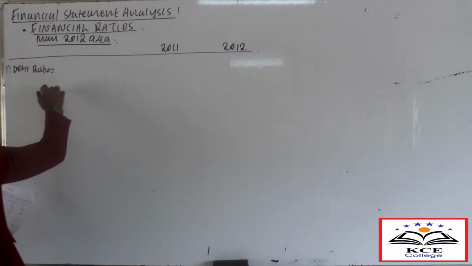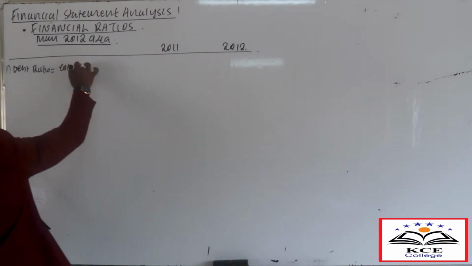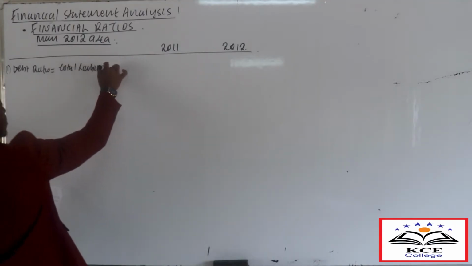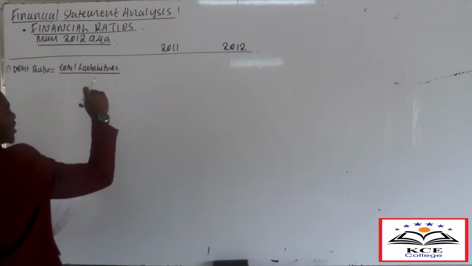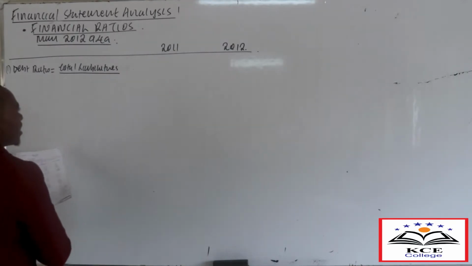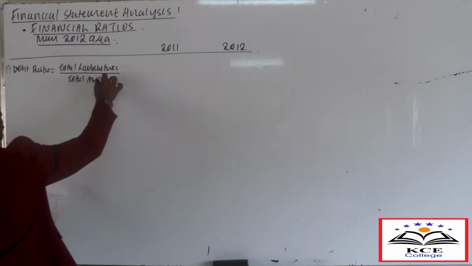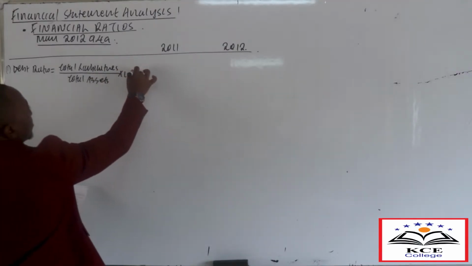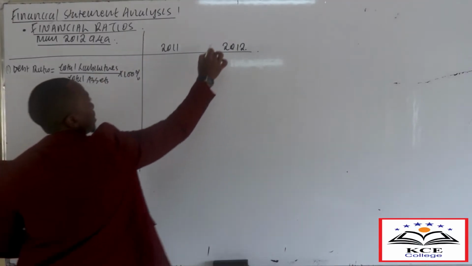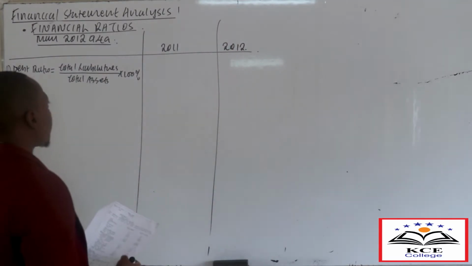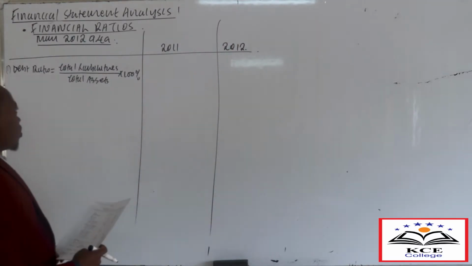And how do we get the debt ratio? We'll say that it is total liabilities. Total liability, that means the short term, that means the non-current and the current liability. Then you divide by the total assets. Then you multiply by 100%. So now let's compute that. Let's start with 2011 total liabilities.